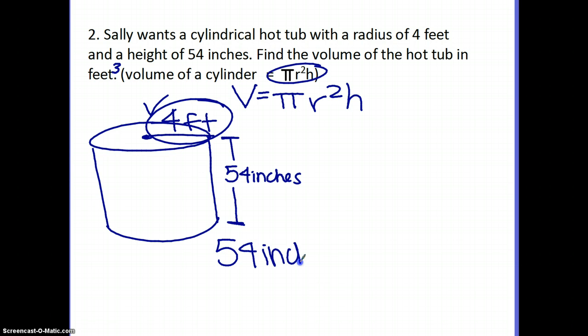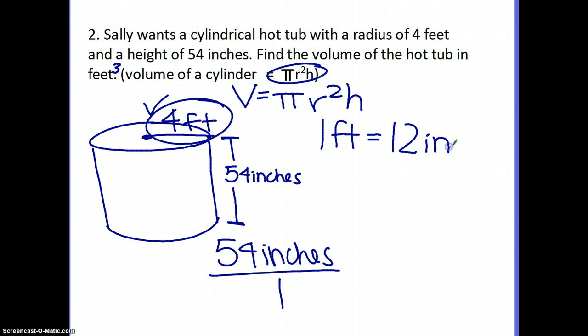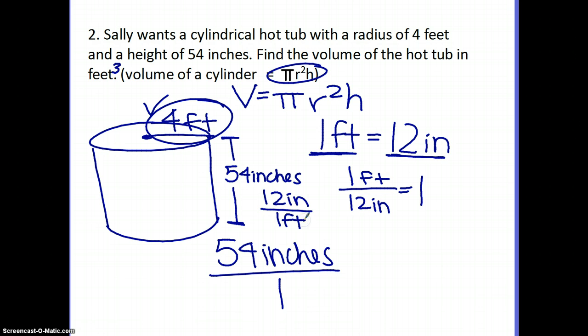So 54 inches, put it over 1. We're going to change inches into feet. We know that 1 foot is equal to 12 inches, right? Think of a ruler. A foot has 12 inches in it. And we know that these two things are exactly equal. So if I put 1 foot over 12 inches, these are the same thing, so this is equal to 1. Or if I put 12 inches over 1 foot, they're the same. The same thing divided by the same thing is 1.